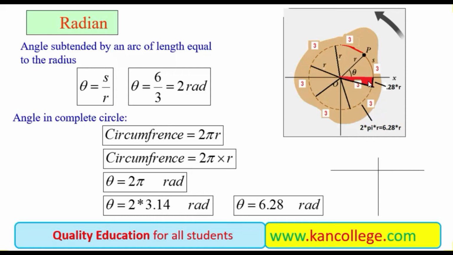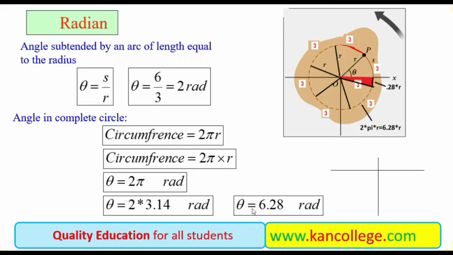But this red portion of the arc is not equal to a complete radius. It is 0.28 times the radius. So the angle will be 0.28 radians. Not a complete 1 radian, but less than 1 radian. So the complete angle in the circle will be 6 radians and 0.28 radians, total 6.28 radians.